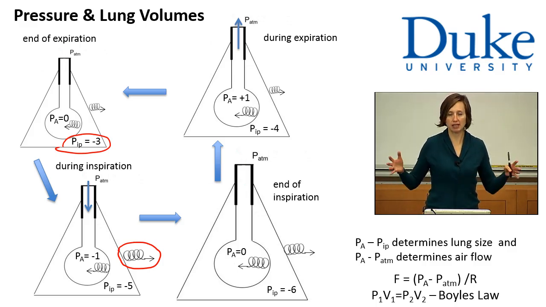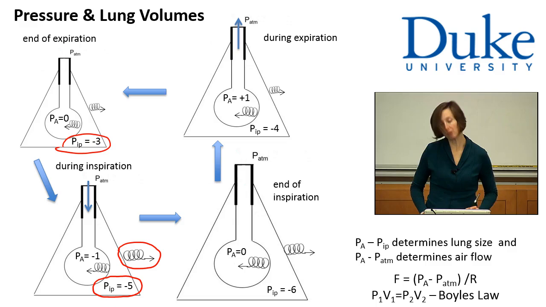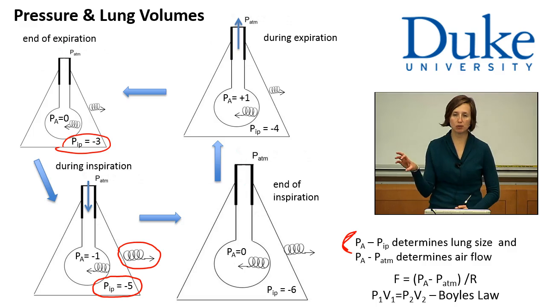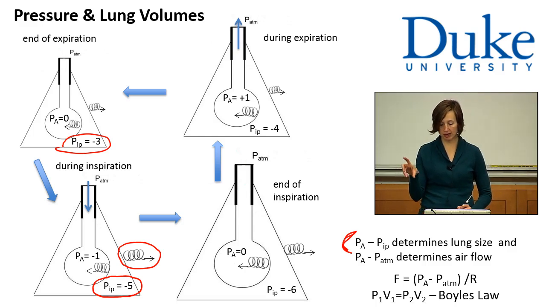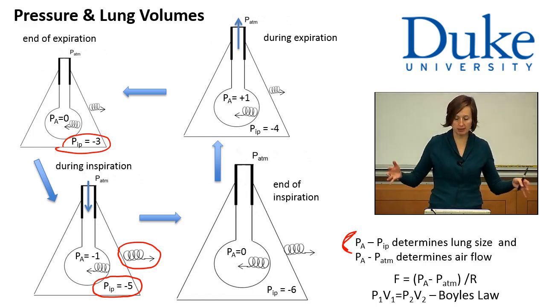It's expanding, and that's going to stretch the lung, so it's going to have greater recoil, and so the intrapleural pressure will now be even more negative. Since it's more negative, and we said that the difference between the alveolar pressure and the intrapleural pressure is going to determine the lung size, then that's going to cause the lung to expand.